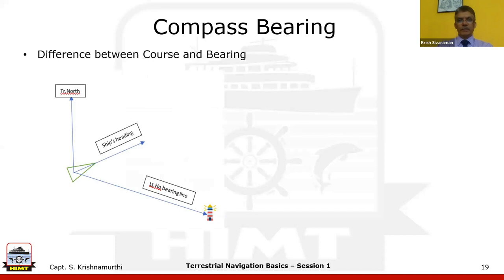Okay. Just take a look at that picture and try to define it in terms of angles. What exactly is the ship's course? Is the angle between what and what? Course is the angle between the true north and the ship's heading. Agreed. The angle between the true north and the ship's head is the ship's course. Okay, and the angle between true north and the lighthouse is the bearing of the lighthouse. Line of bearing. Good.